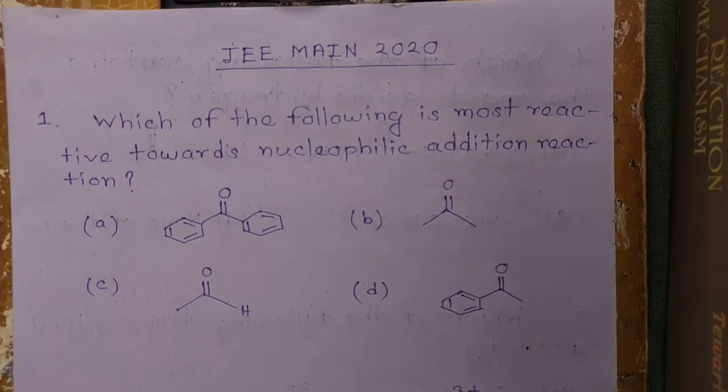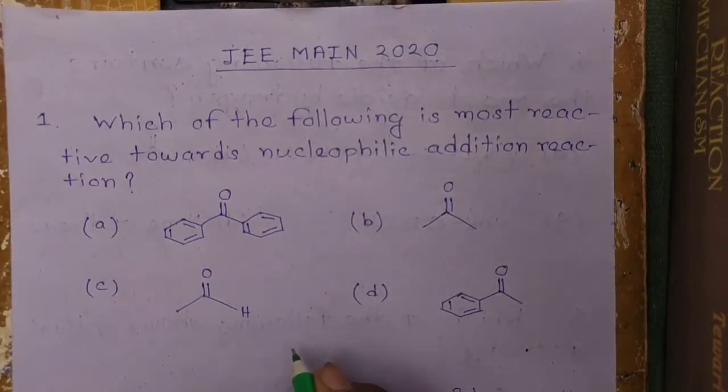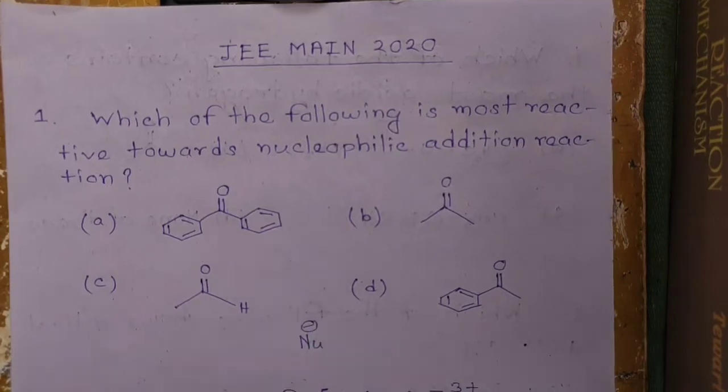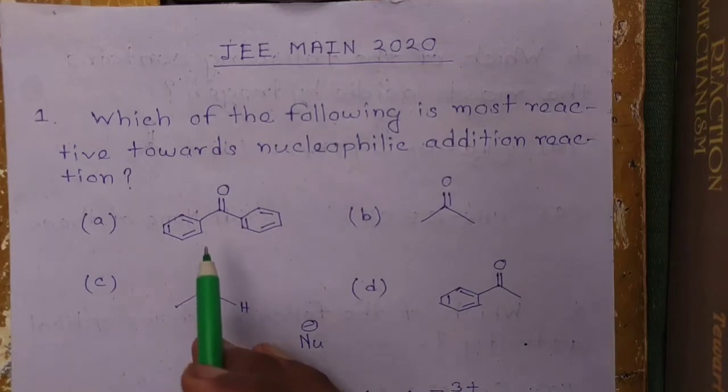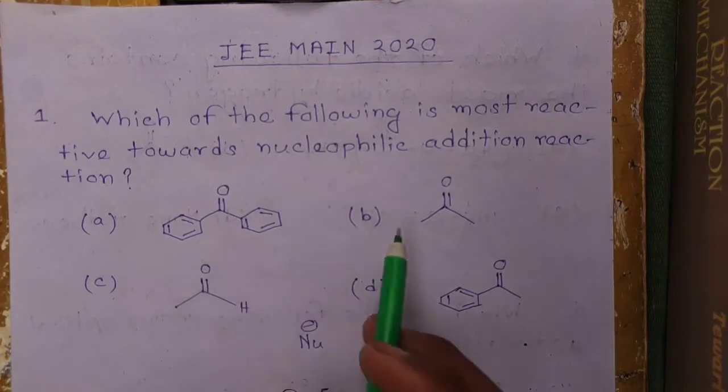So first of all, the question is, which of the following is most reactive towards nucleophilic addition reaction? Now we know that in nucleophilic addition reaction we have a nucleophile, and this is simply represented as Nu minus. So it contains negative charge, and now we have the options A, B, C, and D.